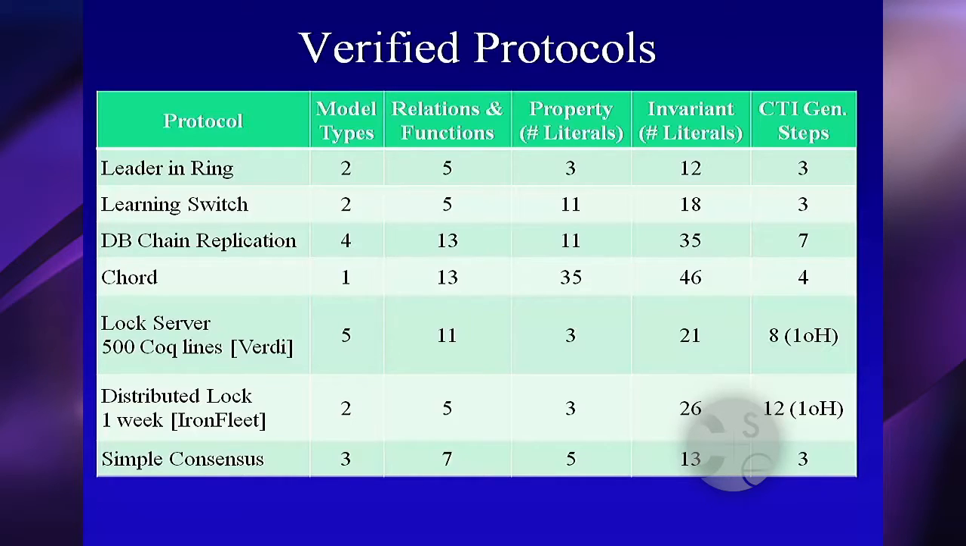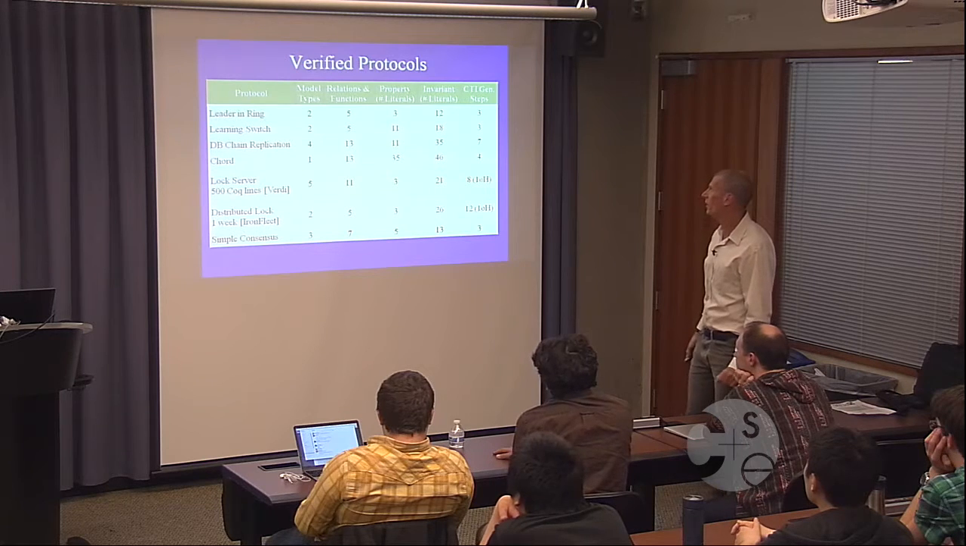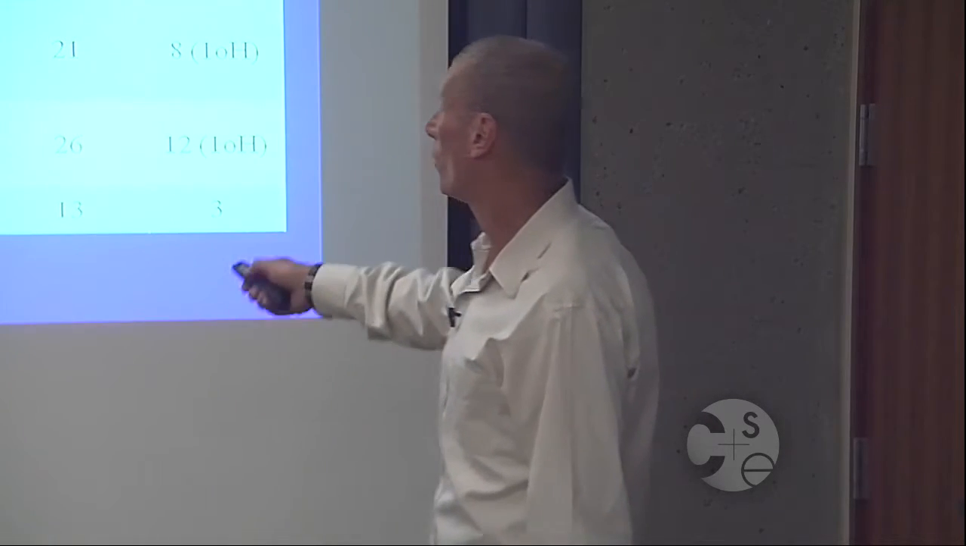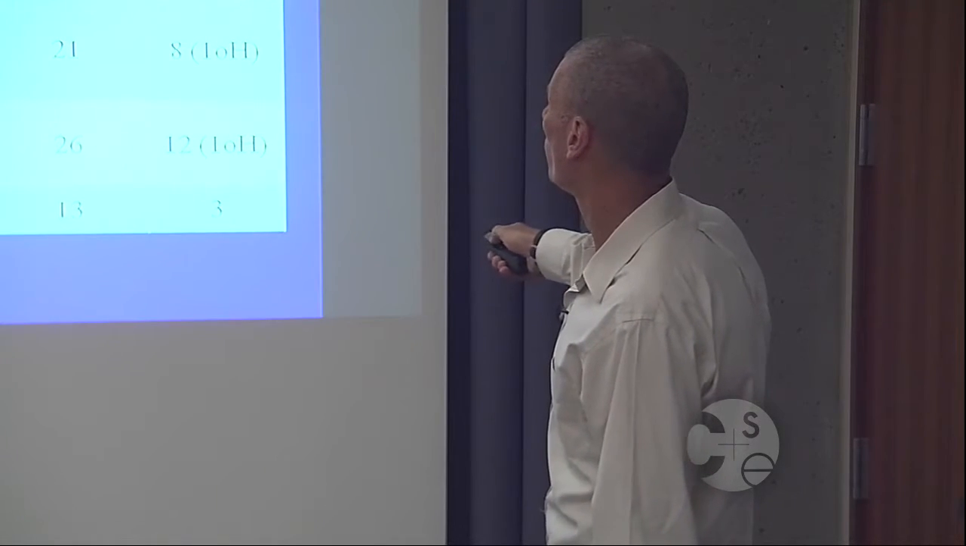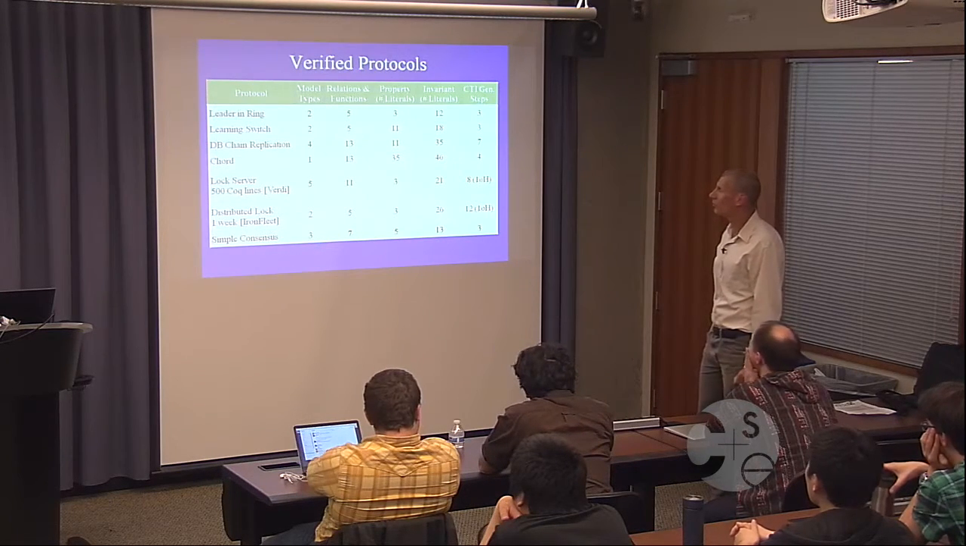Learning switch is a distributed spanning tree. DB chain replication is something that Pandia came up with. It is a database replication which we want to show is serializable. This was interesting because in the procedure of doing it, we found actually many bugs in this protocol. And you see that the invariant here is slightly more complex, and there are seven steps.